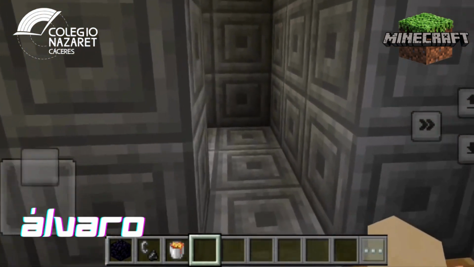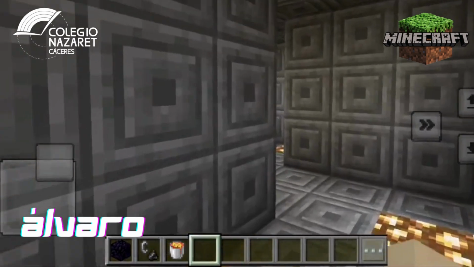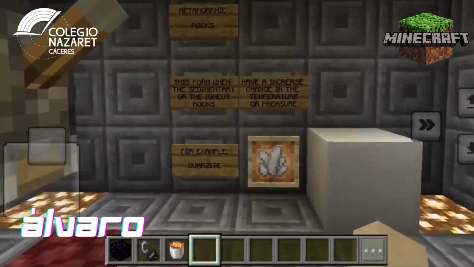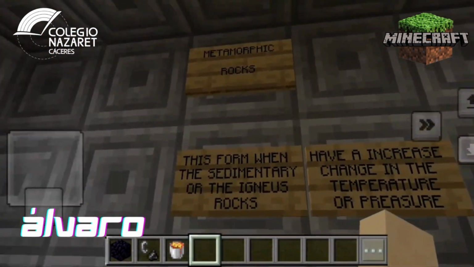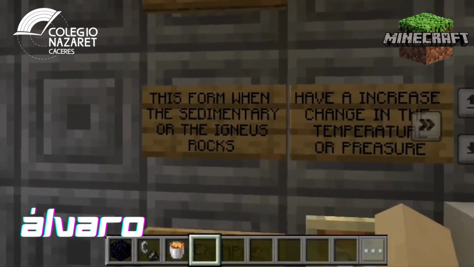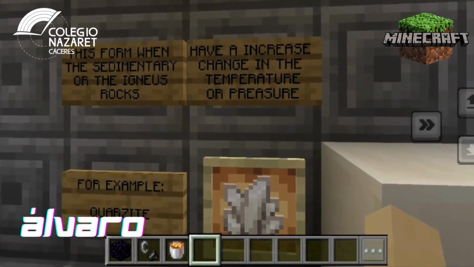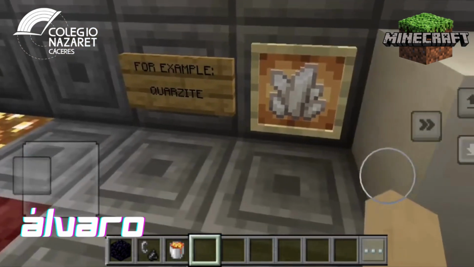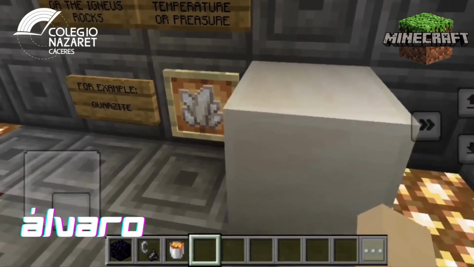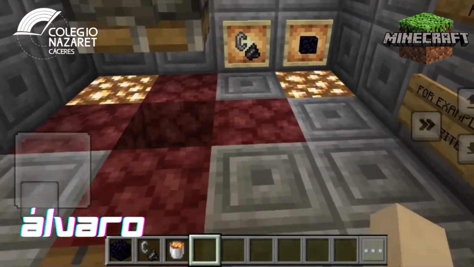Okay, I go here and explain the third type, the metamorphic rocks. This forms when the sedimentary or the igneous rock undergoes a change in temperature or pressure, for example quartzite. And I do an experiment.